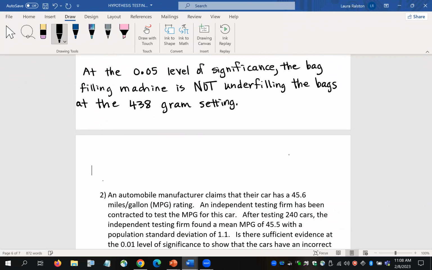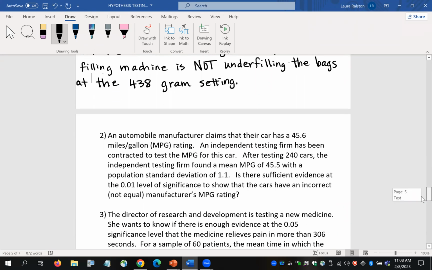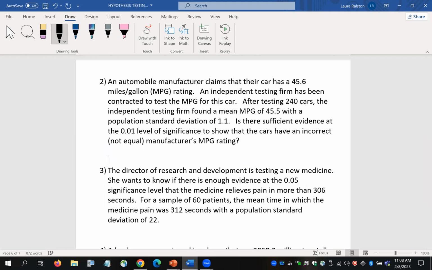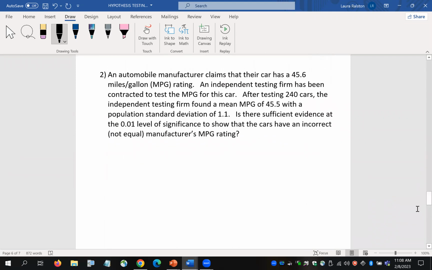All right, the second example here says an automobile manufacturer claims that their car has a 45.6 miles per gallon rating.